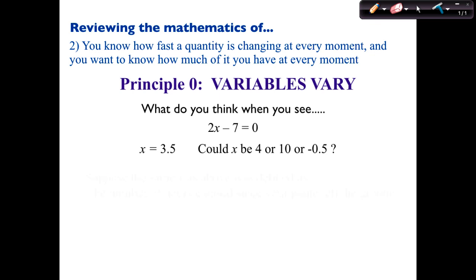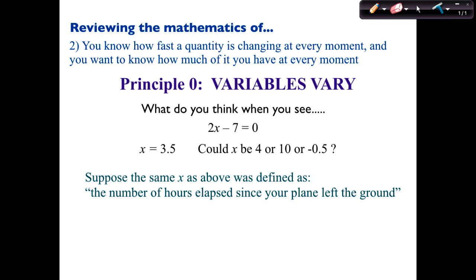So that's the way we want to think about an equation like this, is that x could be a variable. For instance, suppose x is defined as the number of hours elapsed since your plane left the ground. Could x be 4 if you have a long flight? Could x be 10 if you had a really long flight? But even if you had a short flight, could x be 10? The number of hours since your plane left the ground? Sure, it'd be 10 hours after your plane left the ground, even if you made it home. What about negative 0.5? Could x be negative 0.5? And what would that mean?